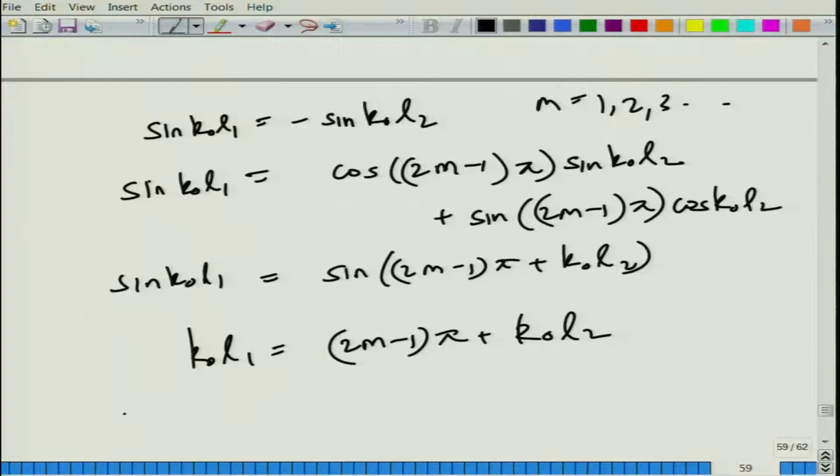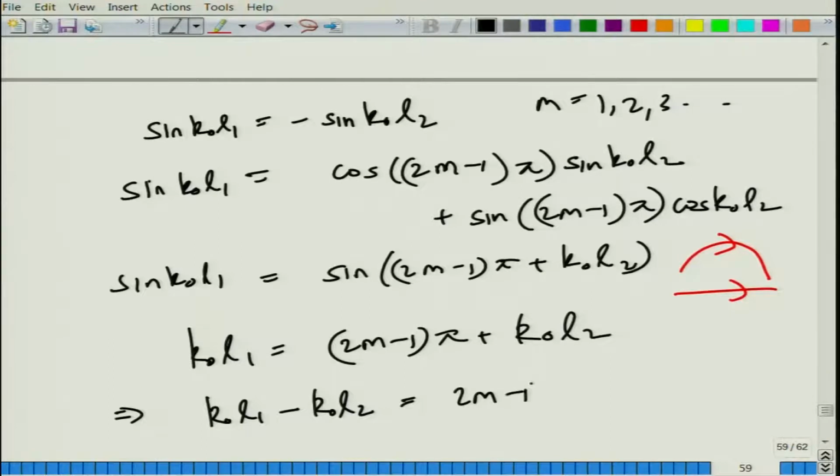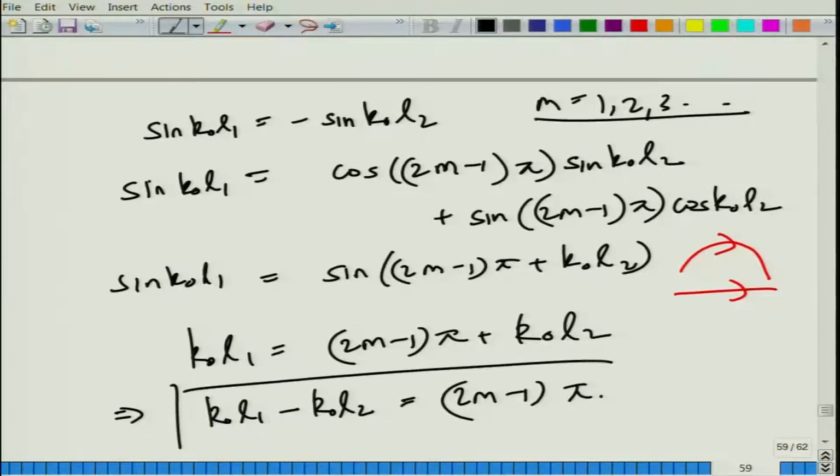Okay. So, what it means is that k naught L1 and k naught L2, the difference between them, is really the path difference between the waves that arrive from here and the waves that propagate here. When this path difference is equal to 2m minus 1 times pi, where m ranges from 1, 2, 3, 4, whatever it is, some integers, then you have your destructive interference, and then your S1 and S2 is cancelled. So, this is one relation that we have.